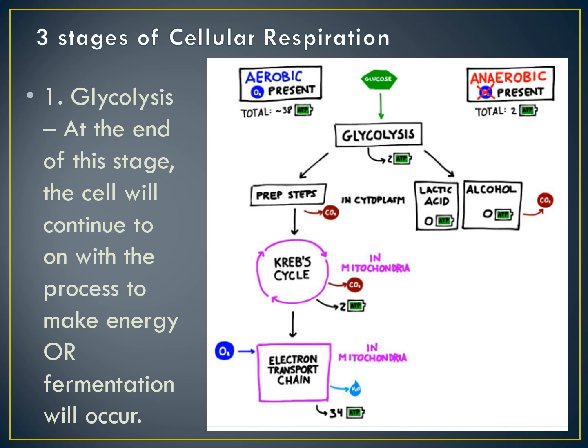The first step, glycolysis. At the end of this stage, the cell will continue to move on with this process to make energy, or fermentation will occur. In this case, we start with the model of glucose. You have a large molecule of glucose. Remember, it's C6H12O6. That's a pretty big molecule that's entering into this process. So our first thing is to take that and break it down into something smaller. Glycolysis is going to break down the glucose. That's stage 1.